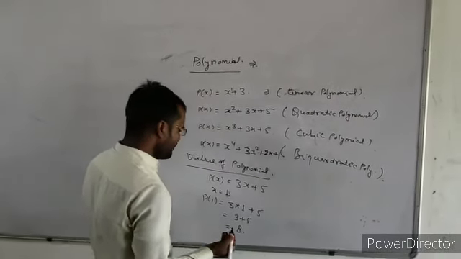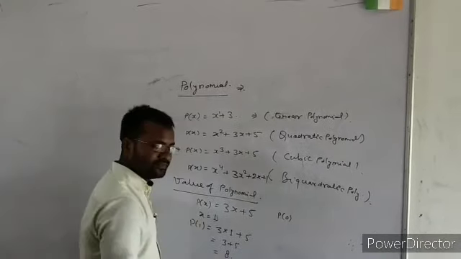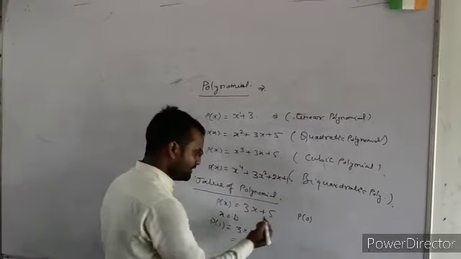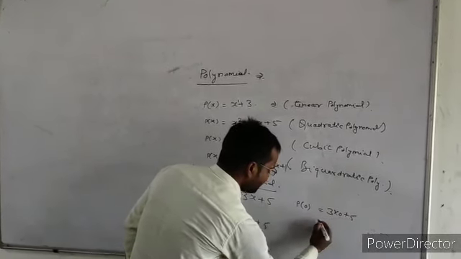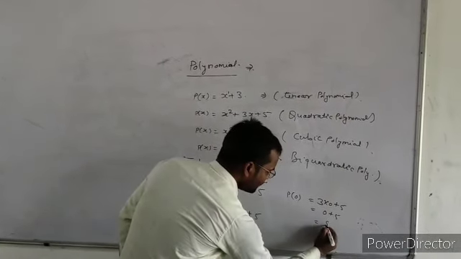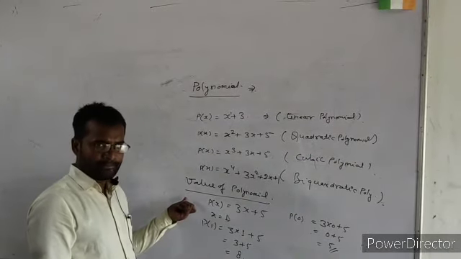Understand? Similarly students, suppose we have to find the value of p(0). In place of x, we have to substitute 0. Now we see that 3 into 0 plus 5 is equal to how much? 0 plus 5, that is equal to 5. Understand what is the meaning of value of a polynomial?